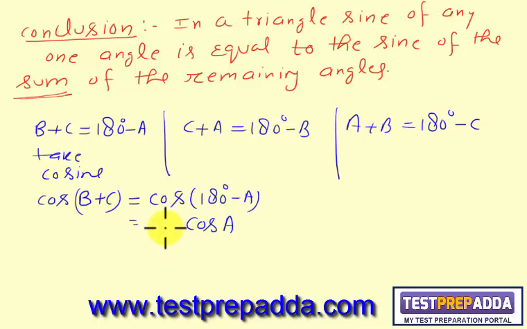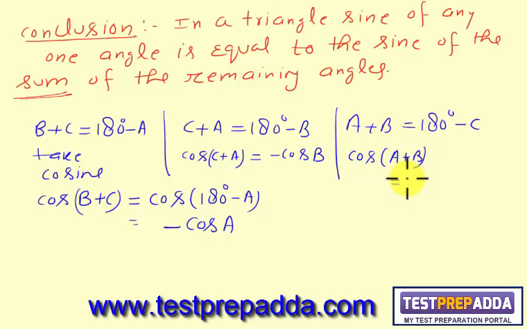Cos will be negative. So cos B plus C comes as minus cos A. Similarly, I can write cos C plus A is equal to minus cos B. I can write cos A plus B equal to minus cos C. So, what next conclusion we can draw?